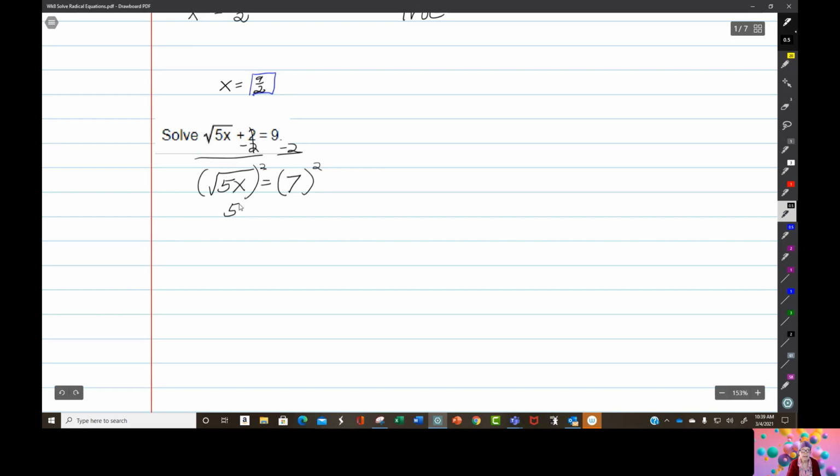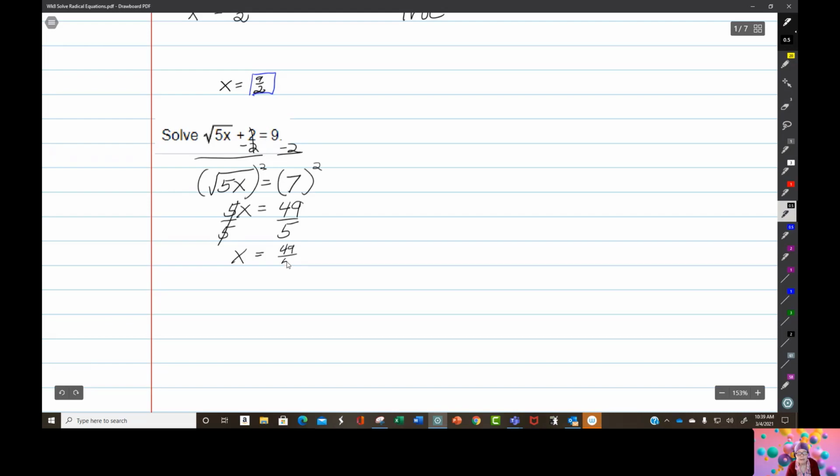We're going to have 5x equals 49, and divide by 5 and divide by 5. And there's no way for me to reduce that, pretty sure. So x equals 49 over 5.